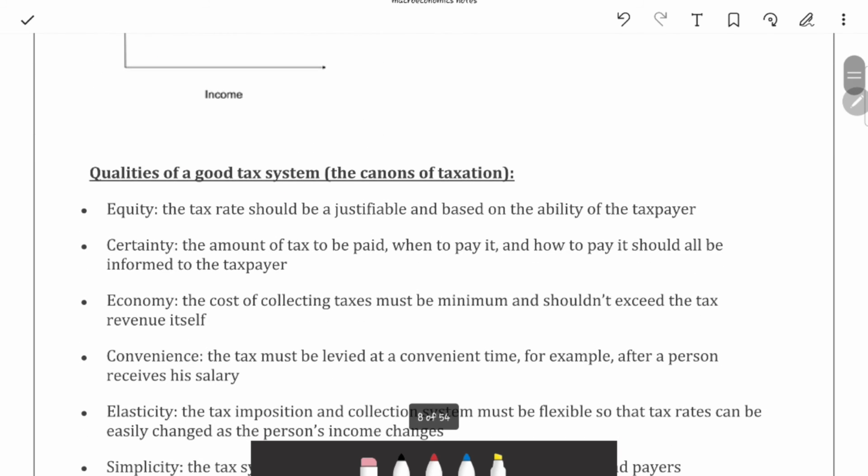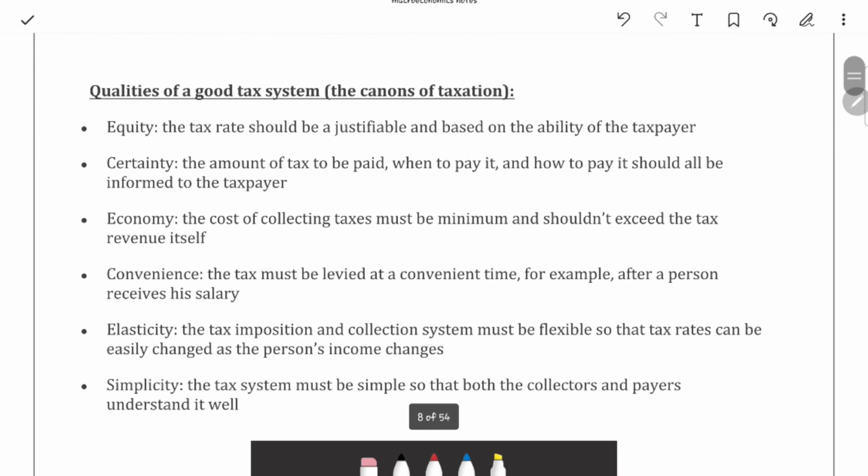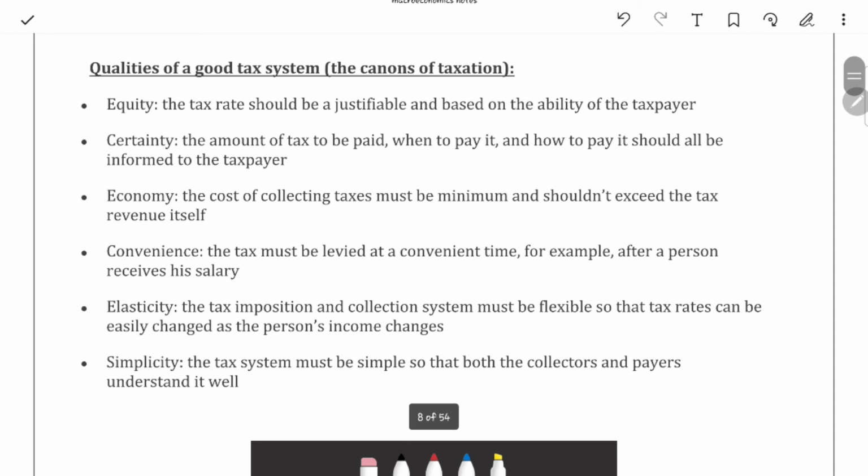Now, let's have a look at the qualities of a good tax system. Number one, equity. Equity is simply that the tax rate should be sensible. The tax rate can't be so much that it's more than even the cost of the good. It has to be justifiable and based on the ability of the taxpayer.